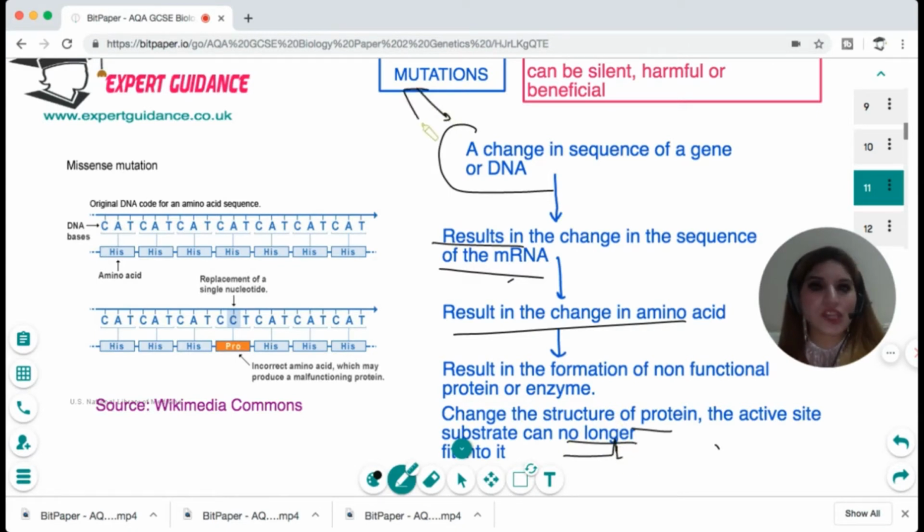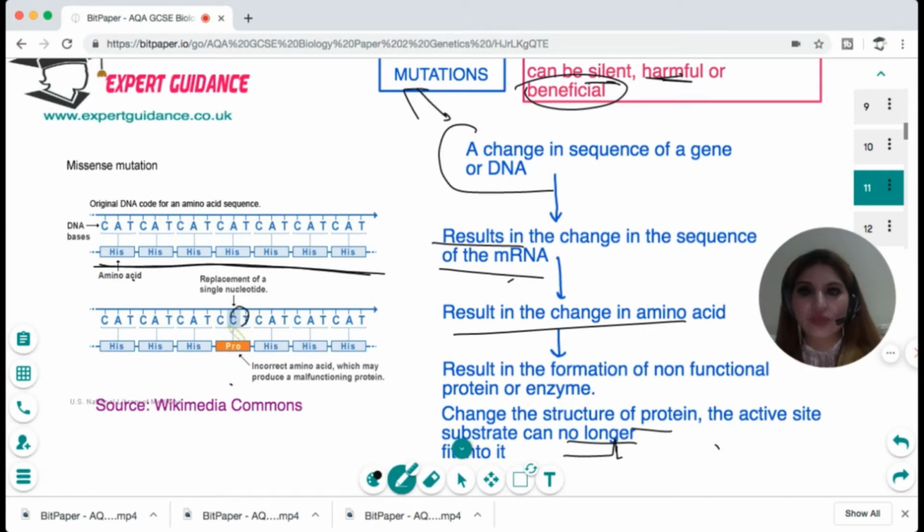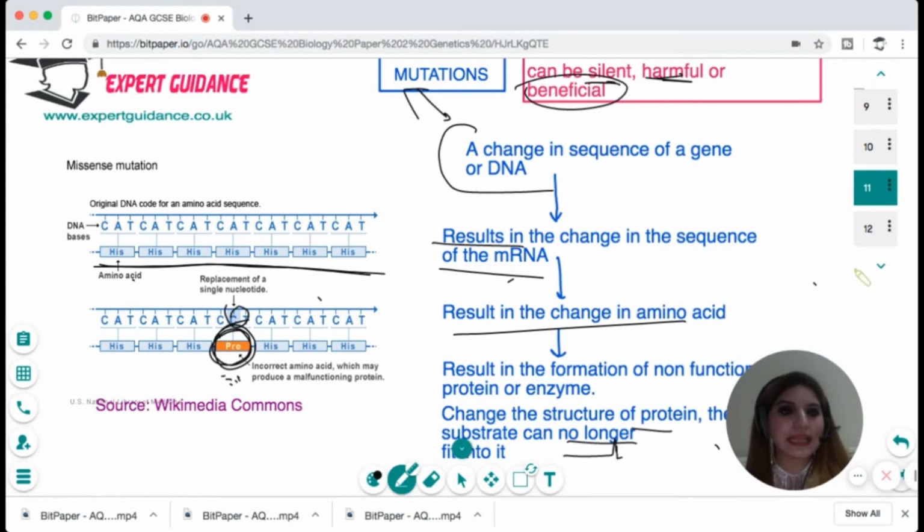This is what is mutation. Now, this can be silent, because it results in the change of a base that does not make any change to the amino acid. Harmful, if it causes any disease, or beneficial, if it gives some extra characteristics to an organism. You can see in this, our original amino acid chain is all His, but with the change of one amino acid, the His changed to Pro, and that's what caused a malfunctioning protein. So you should know the definition of mutation and what changes a mutation does. That is, it can cause a change in amino acid and a non-functional protein. And you should be able to explain that in the exam.